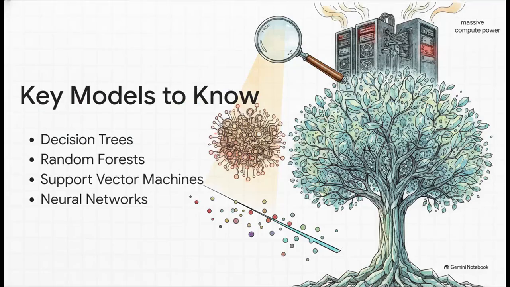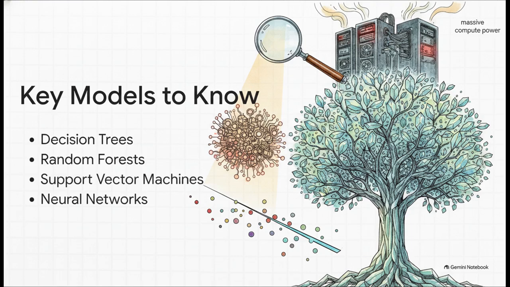Now, within those learning types, there are 4 key models you absolutely must know: decision trees, random forests, support vector machines, and neural networks. And you should know that each one comes with distinct operational trade-offs. Some require massive compute power, like neural networks, while others offer crystal-clear interpretability, so you can easily audit exactly why a decision was made.